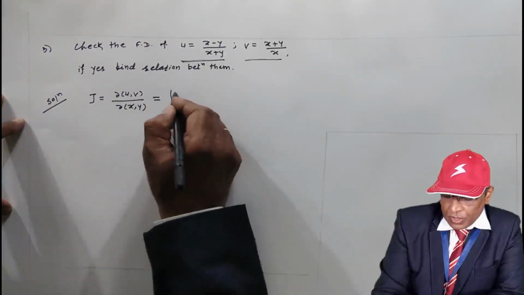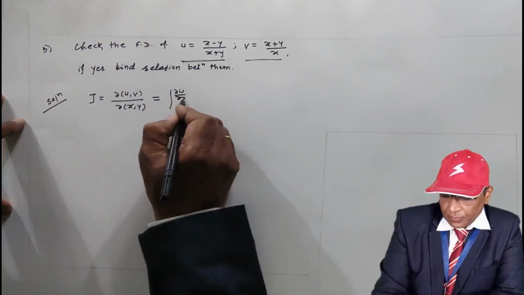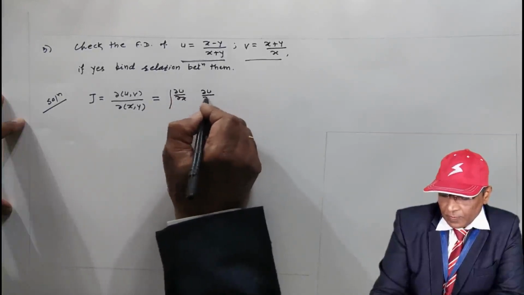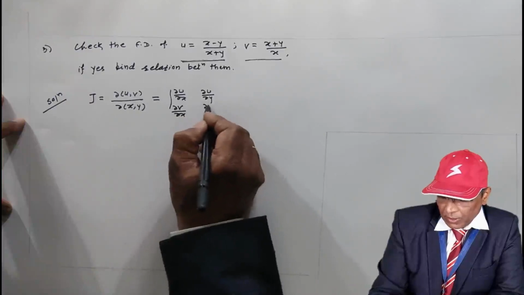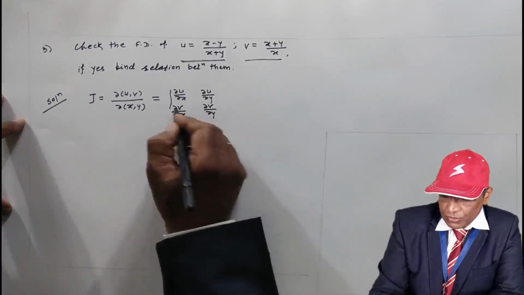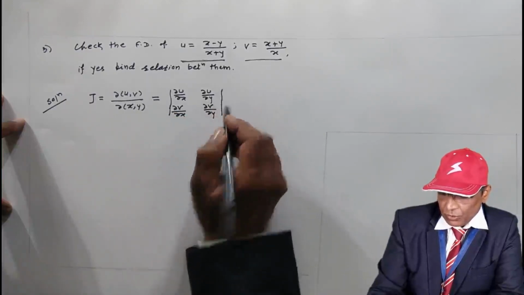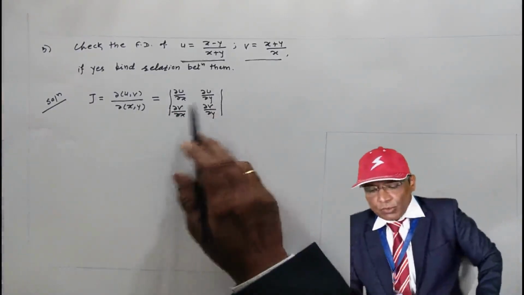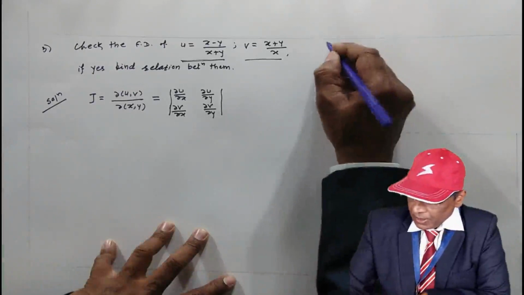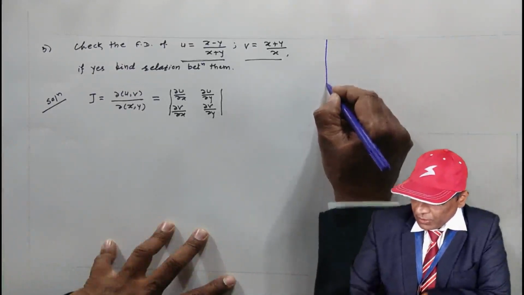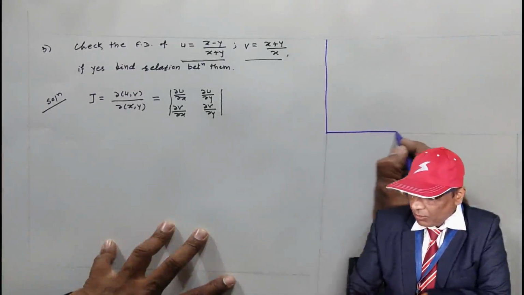And this is del u by del x, del u by del y, del v by del x, and del v by del y, by definition of Jacobian. By definition of Jacobian, I have written. These four derivatives are required. The four derivatives, try to find out separately. Four derivatives I am going to find separately now.